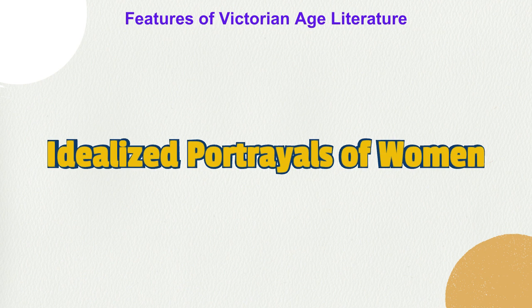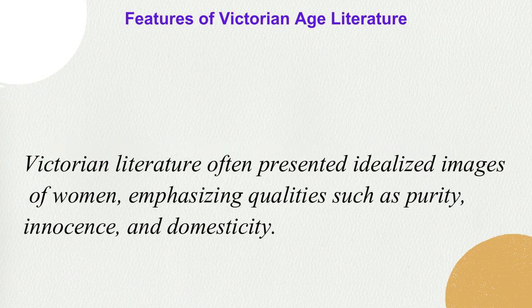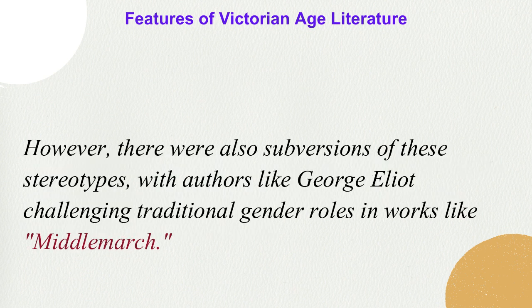Idealized portrayals of women. Victorian literature often presented idealized images of women, emphasizing qualities such as purity, innocence, and domesticity. However, there were also subversions of these stereotypes, with authors like George Eliot challenging traditional gender roles in works like Middlemarch.